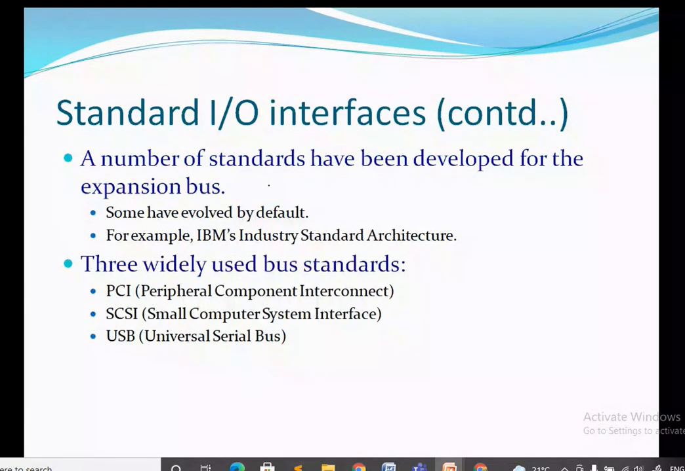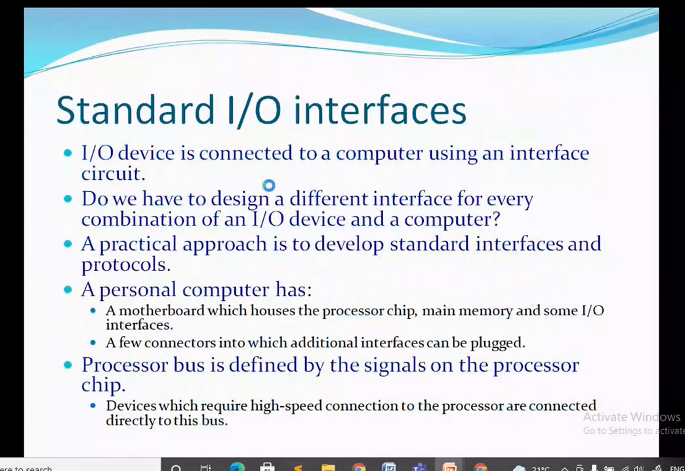Next we'll move on to the standard IO interface. So what are the standards? For the last three to four classes, I have been using the term bus. Do you think there is only one type of bus? No, there are different types of bus depending on the requirement, like how fast the data should be sent and how much data, that is, the bandwidth of the bus. Based on this, they have been categorized into different types.